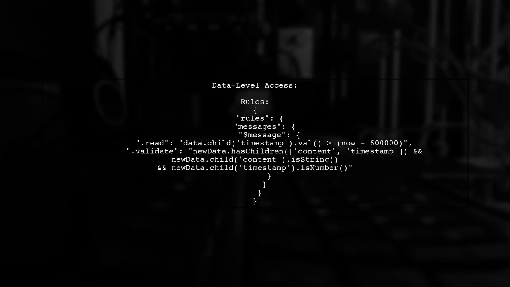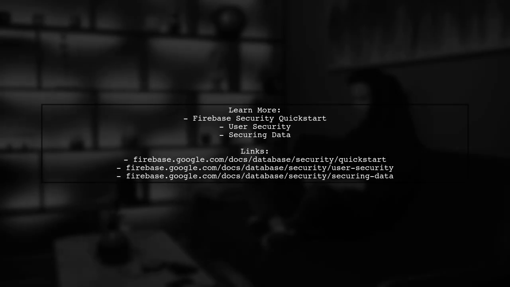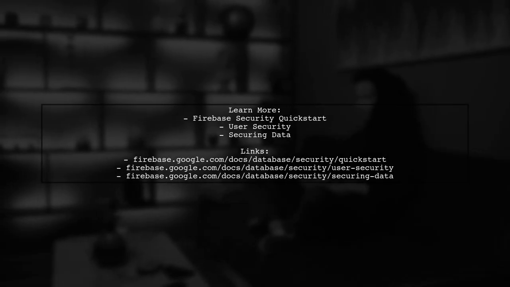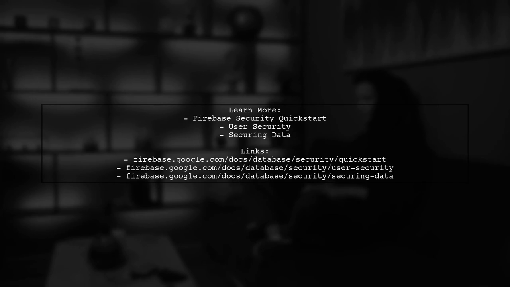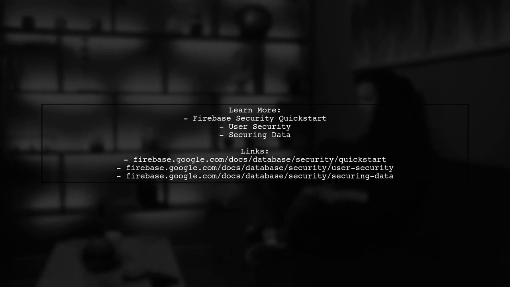At the data level, you can set specific conditions for reading and validating data. For example, you can restrict reading messages to those from the last 10 minutes and validate that new messages contain specific fields. For more detailed information, check out the official Firebase documentation on security rules.